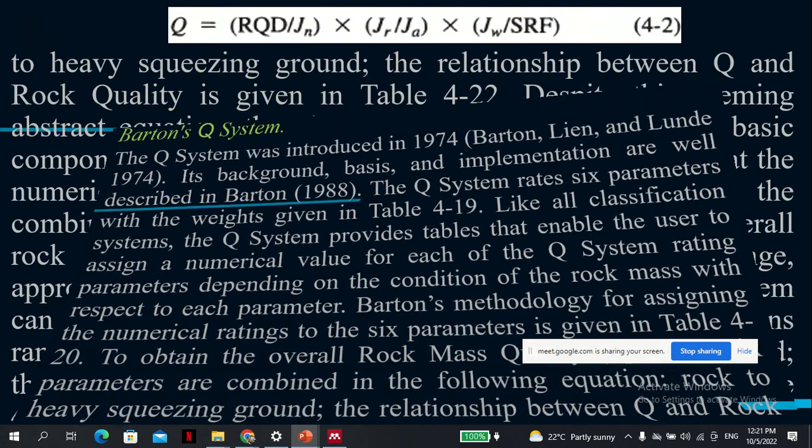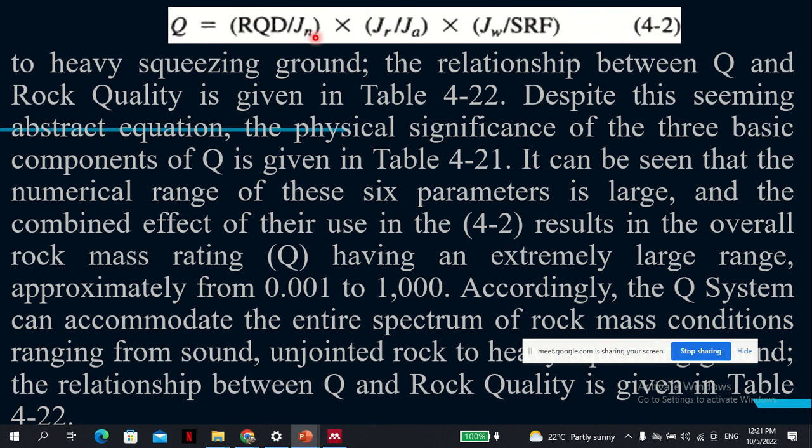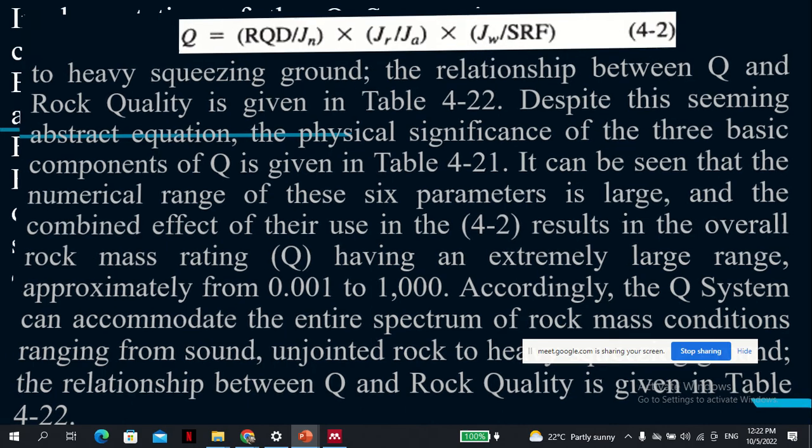The equation. So you can see the Q system is based on RQD, JN, JR, JA, and JW. JW is related to the water condition in the joints. JN is related to the number of joints. JR and JA are factors related to the condition of the joints, and SRF is a stress reduction factor.